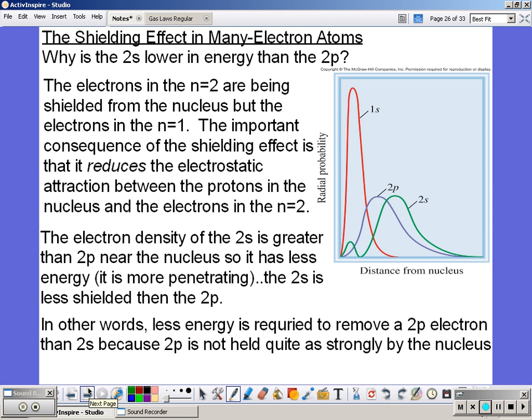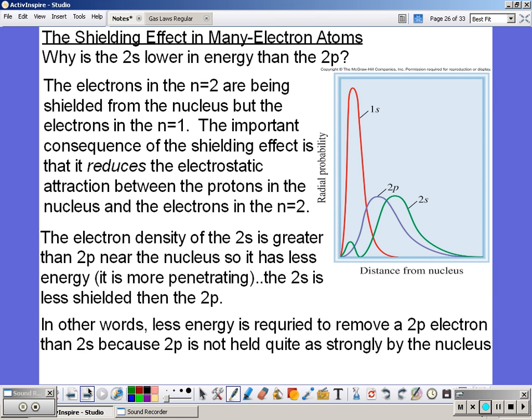The shielding effect. So why is 2s lower in energy than 2p? The electrons in n equal to 2 are being shielded from the nucleus by the electrons in n equal to 1. The important consequence of the shielding effect is that it reduces the electrostatic attraction between the protons in the nucleus and the electrons in the second energy level.